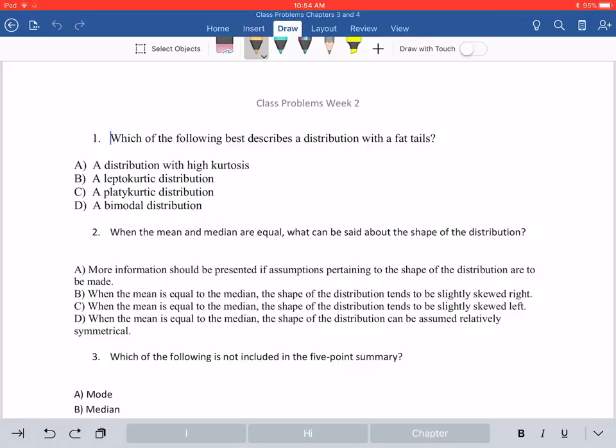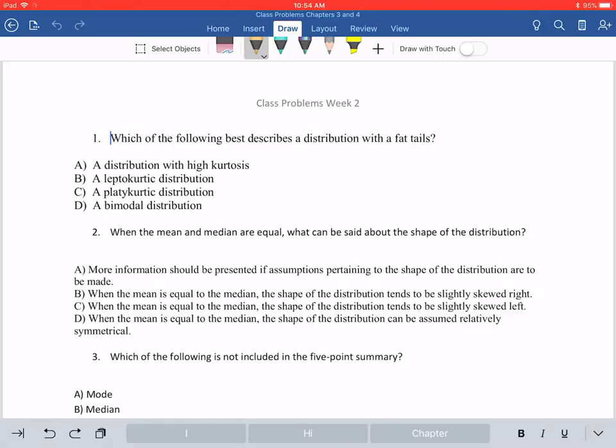So let's get started. Number 1 asks, which of the following best describes a distribution with fat tails? So we're talking about distributions and how they look. A asks, is it a distribution with high kurtosis? B, is it a leptokurtic distribution? C, a platykurtic distribution? Or D, a bimodal distribution?